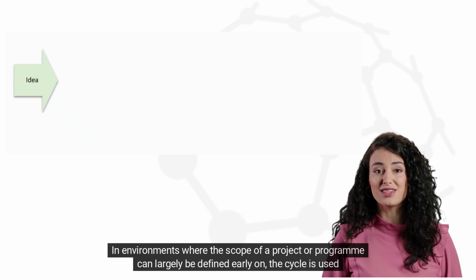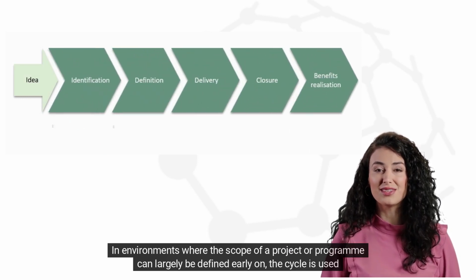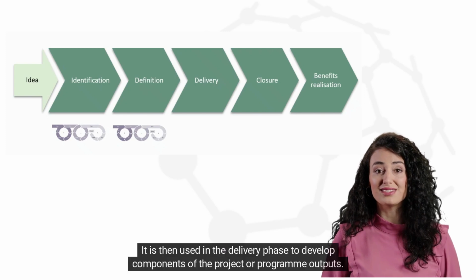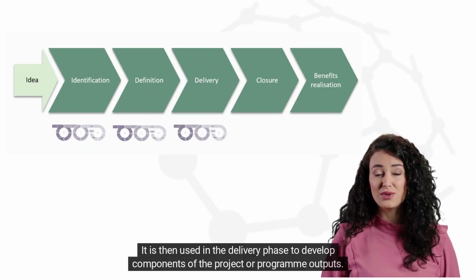In environments where the scope of a project or program can largely be defined early on, the cycle is used in the identification and definition phases to iteratively develop a specification of the work to be done. It is then used in the delivery phase to develop components of the project or program outputs.